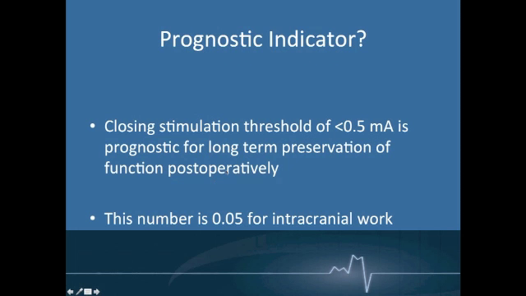We talked about this prognostic indicator of less than 0.5. You will run into, especially when you're doing craniotomies, that if you're talking about a posterior fossa case, that number is actually 0.05. So we stimulate it a lot lower when we're at the brainstem. And there are a couple papers out there that show the same type thing, but it's 0.05 milliamps as being prognostic for not having a deficit. Okay? So 0.5 at the parotid, 0.05 at the brainstem.